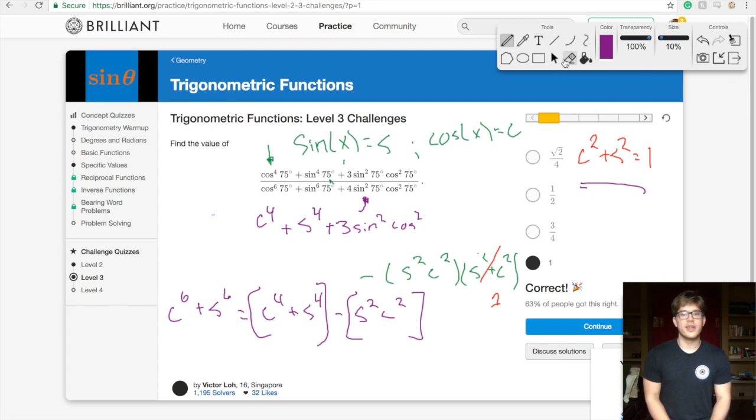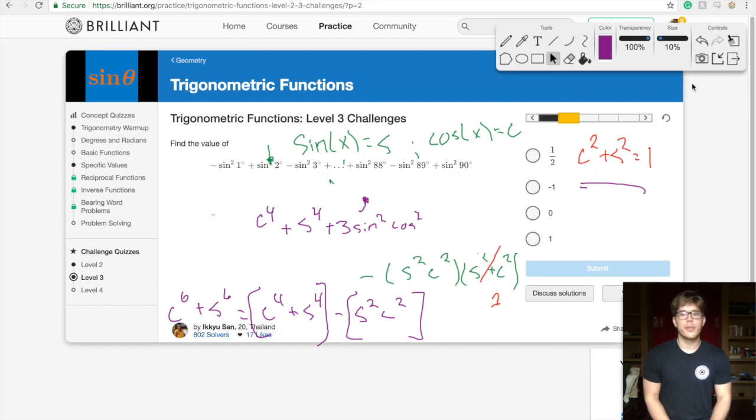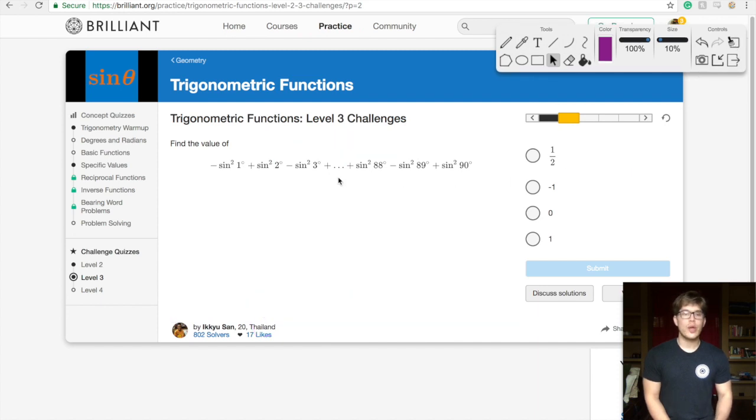All right, let's continue on to the next problem. What do we have? We have minus sine squared of 1 plus sine squared 2 minus sine squared 3 plus, etc., all the way through sine squared 90.